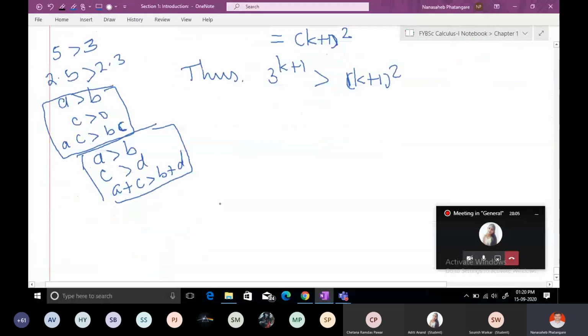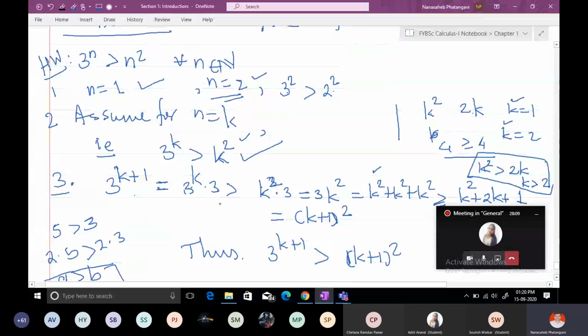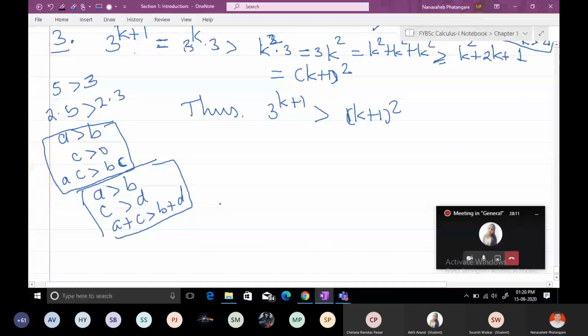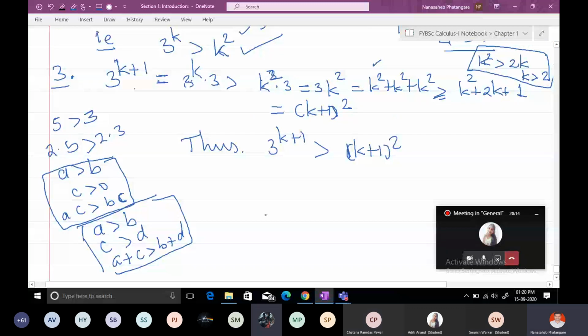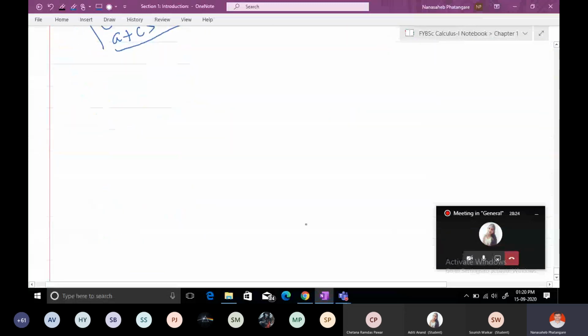Is it true? Is it clear now? Yes, sir. Okay, fine. And hence by induction it is true for all natural numbers, right? Now we can declare it is true for all natural numbers. Okay, let us come to our example which we were talking about.